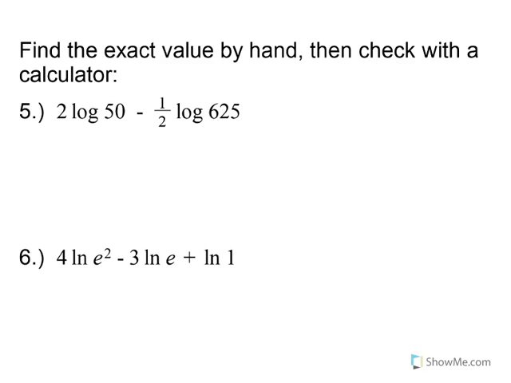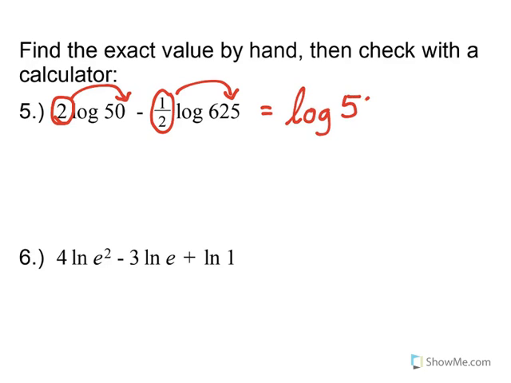Okay, so for problem number 5, we have common logs here, log base 10. So I'm going to go ahead and start by just condensing this down and then comparing to that base 10, okay? So I'm going to start by taking that 2 and making it an exponent. Same with the 1/2, make that an exponent, okay? So this is really going to be log of 50 squared minus the log of 625 to the 1/2 power, okay?